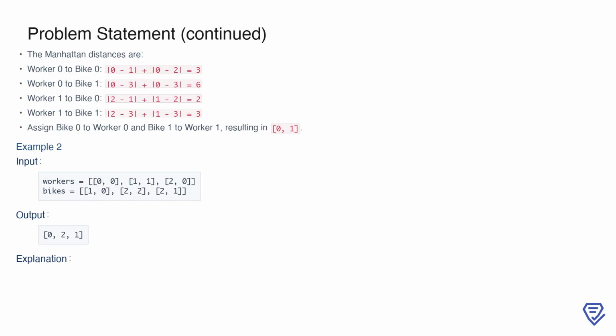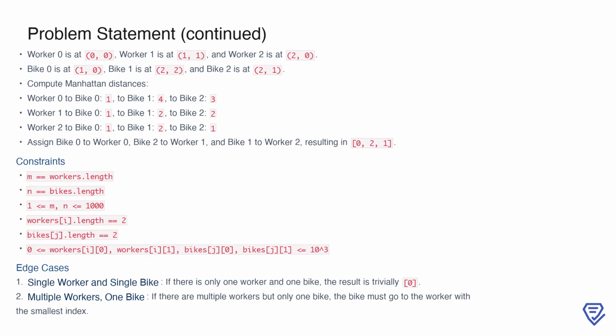Another example has workers equals [0, 0], [1, 1], [2, 0], and bikes equals [1, 0], [2, 2], [2, 1], where the output is [0, 2, 1]. In the second example, worker 0 is at (0, 0), worker 1 is at (1, 1), and worker 2 is at (2, 0). The bikes are located at (1, 0), (2, 2), and (2, 1). Let's compute the Manhattan distances. Worker 0 has distances of 1 to bike 0, 4 to bike 1, and 3 to bike 2. Worker 1 has distances of 1 to bike 0, 2 to bike 1, and 2 to bike 2. Worker 2 has distances of 1 to bike 0, 2 to bike 1, and 1 to bike 2.